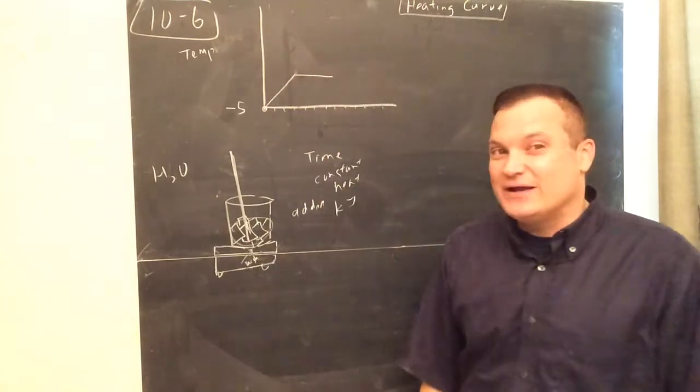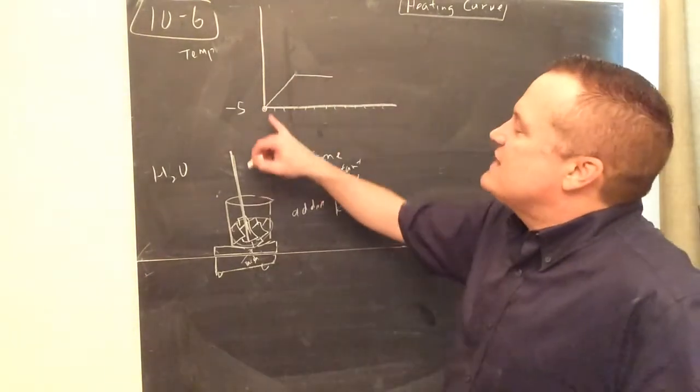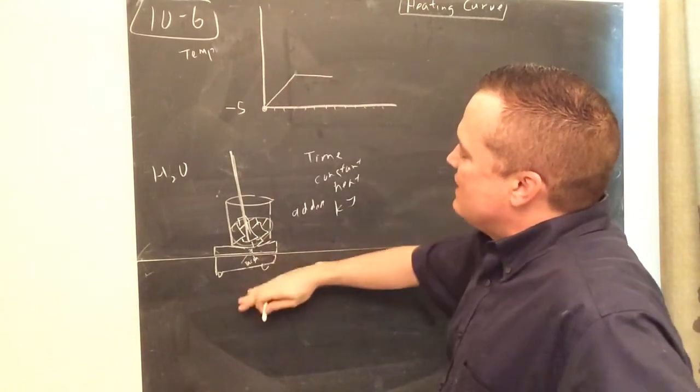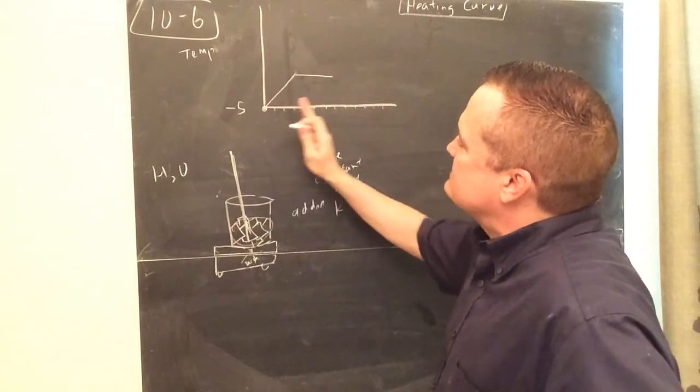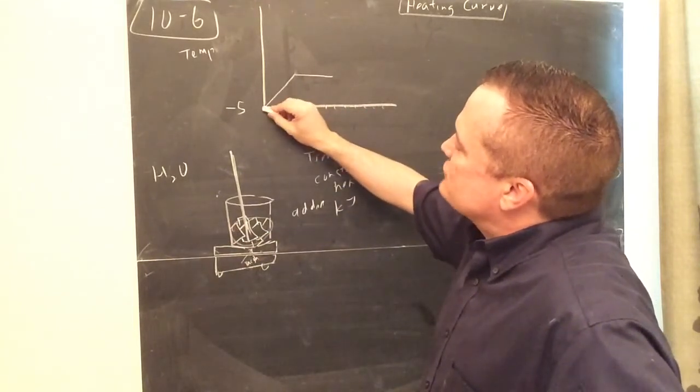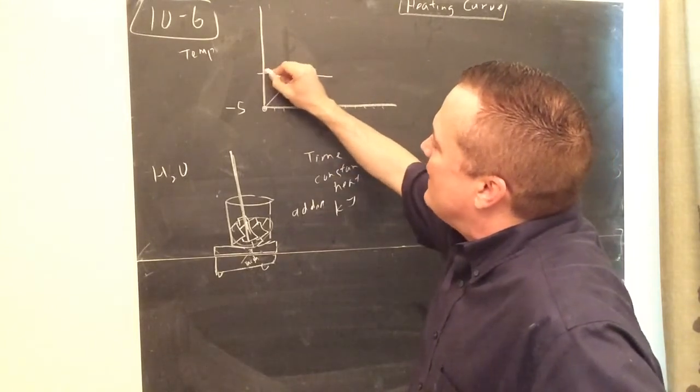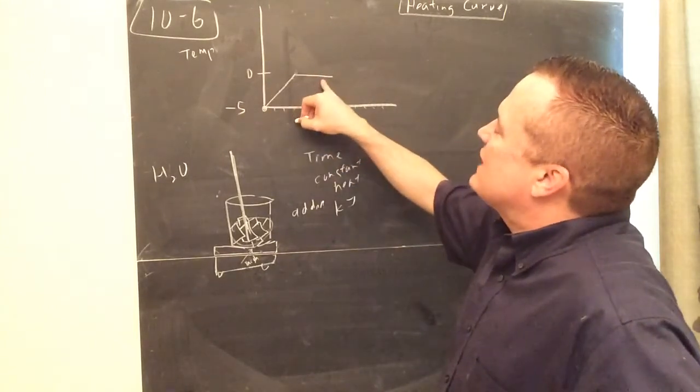Now, at one point, what's going to happen is this. Interesting. You get a straight line. So what we're saying is we had not stopped adding heat. We're still adding the same amount of heat every second, every minute. But the temperature went up -5, -4, -3, -2, -1, 0. Aha. At 0, look at what happens.